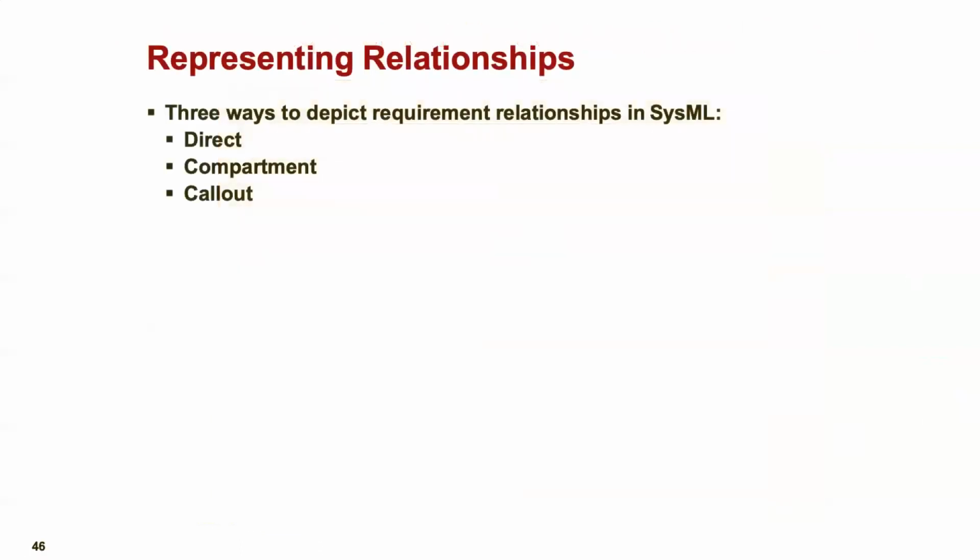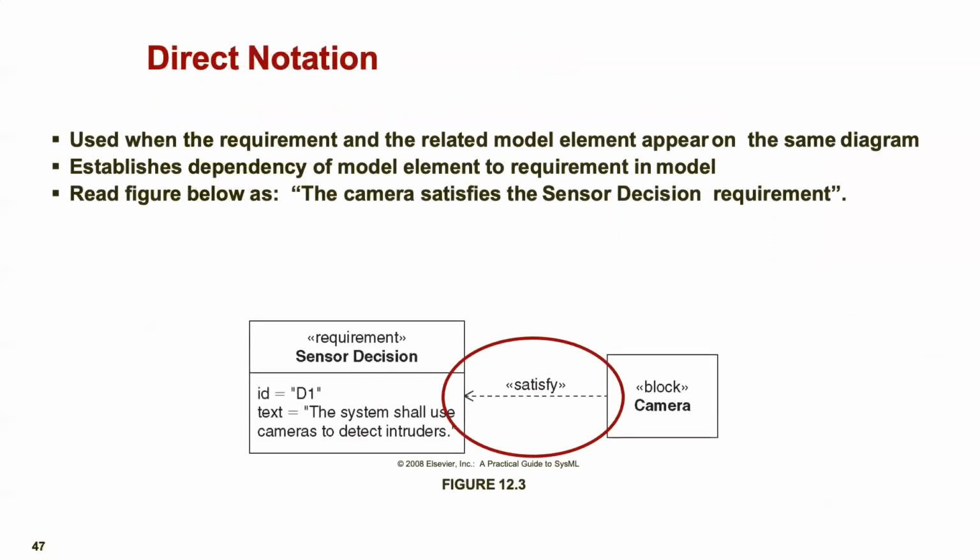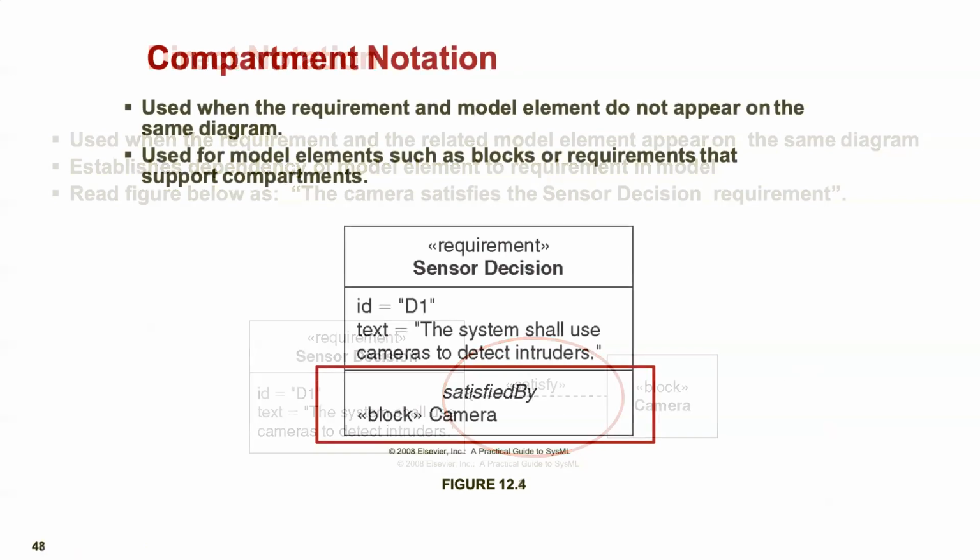So there's three ways to depict requirements relationships in SysML. You can either have a direct method, a compartment method, or a call-out method. For the direct notation, this is used when the requirement and the related model element appear on the same diagram. It establishes the dependency of model elements to requirements in the model. So we can read the figure below as: the camera satisfies a sensor decision requirement. That's what we're showing here with the satisfy label that we're putting on this line for that connection.